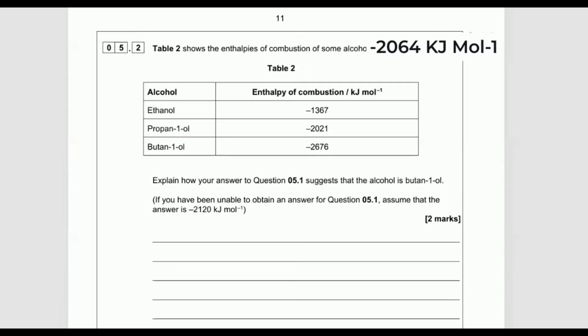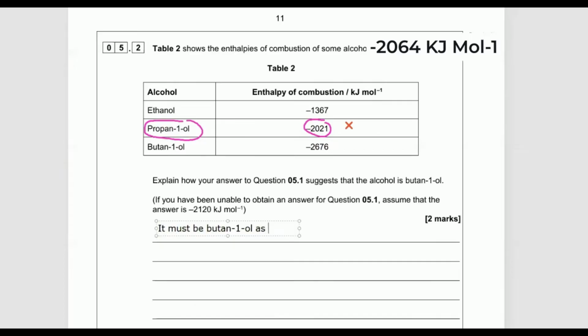And at first glance, you'd look at propan-1-ol and go, if I had to choose which alcohol this is, well, propan-1-ol's result was minus 2021. Surely that's closer, and surely that means that the alcohol that we just burnt is probably propan-1-ol, right? Well, actually, that would be incorrect. The reason is when you do calorimetry, you will always get an undervaluation. Your answer will be less exothermic than it should be. So although we got minus 2064, it should actually have been a bigger number than minus 2064, like minus 2400 or something like that. Or in this case, butan-1-ol, which is the likely answer, minus 2676.